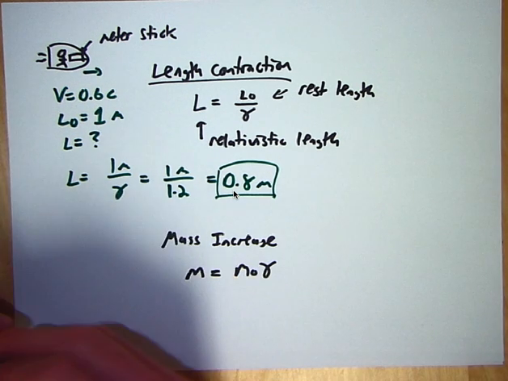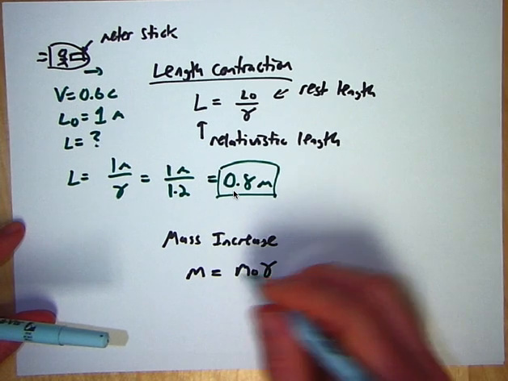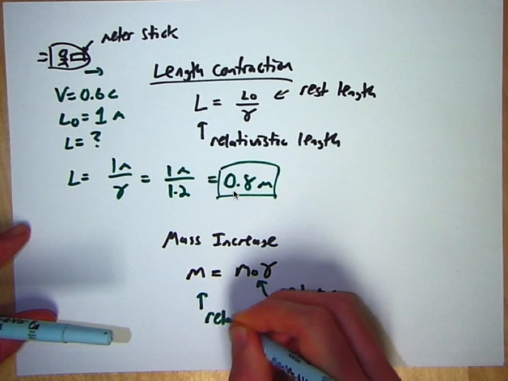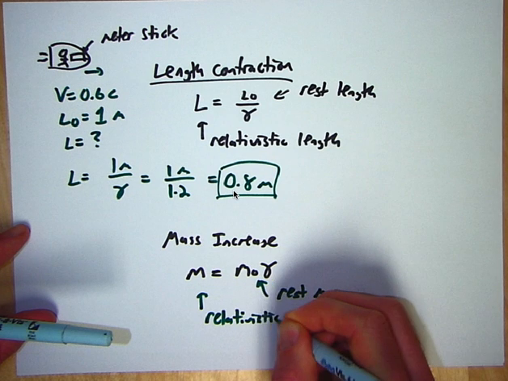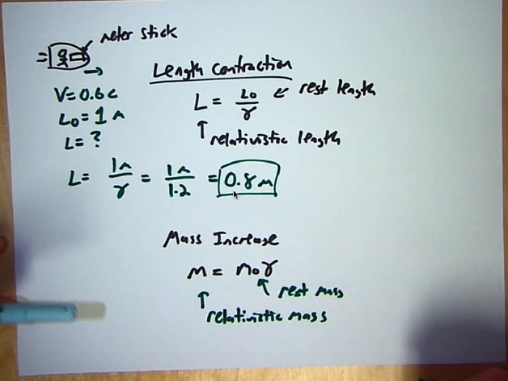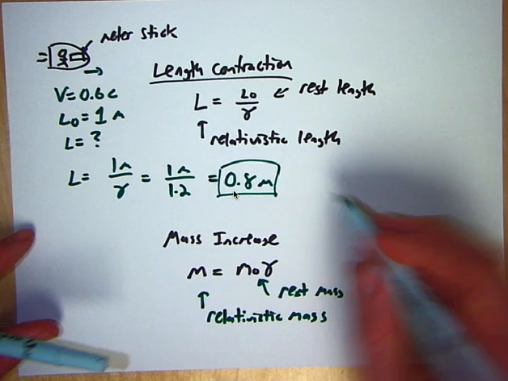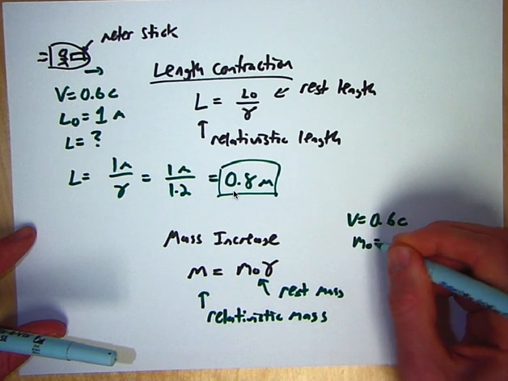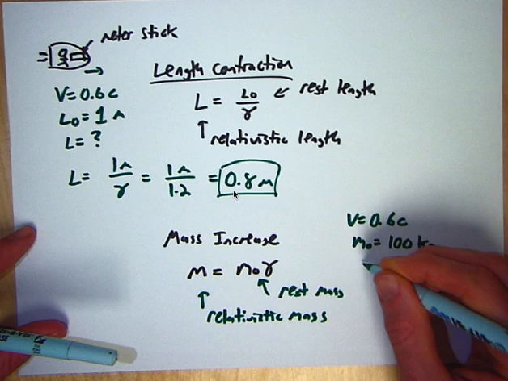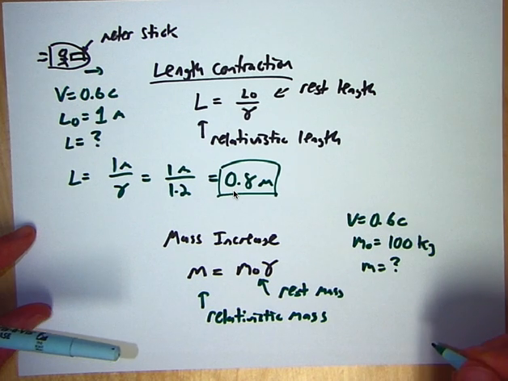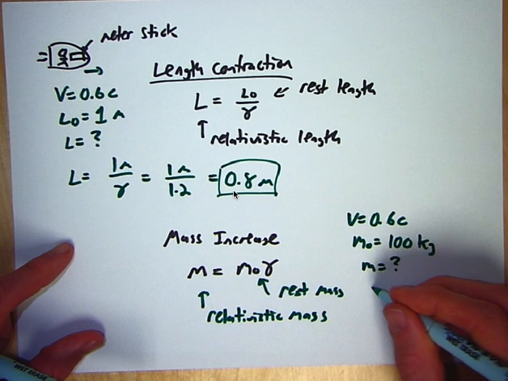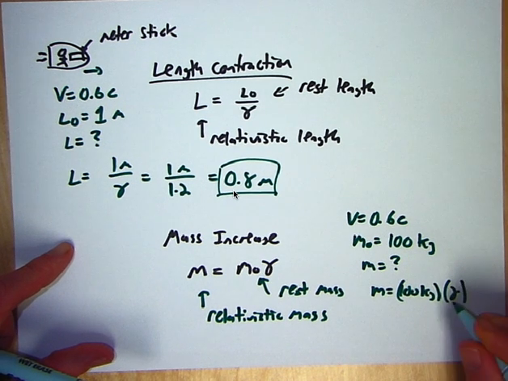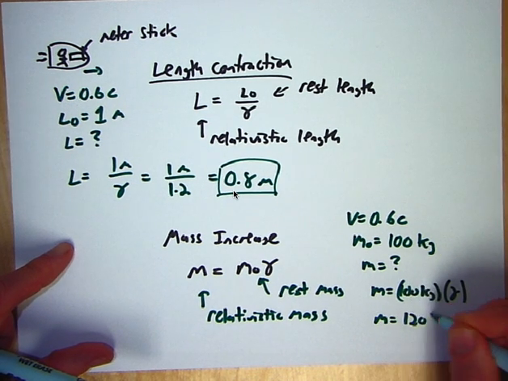And so, this is rest mass. Let's write this out: rest mass and relativistic mass. Right, rest mass and relativistic mass. So same v equals 0.6c, and let's say that Bob's rest mass, just to make it really easy, is 100 kilograms. Let's find his relativistic mass. We already know the formula right here, so it's going to be m is 100 kilograms times gamma. We know that gamma was 1.2, so his mass is going to be 120 kilograms.